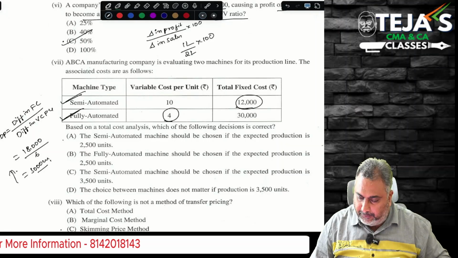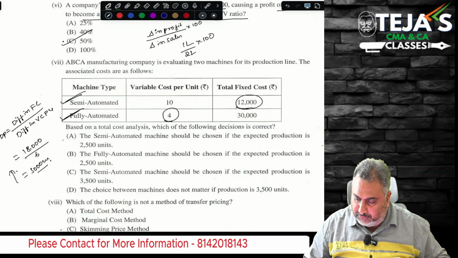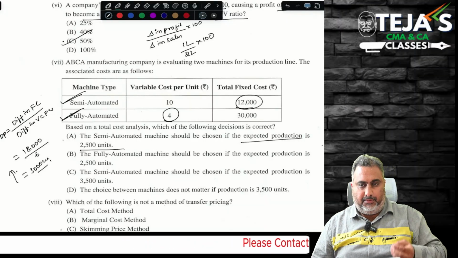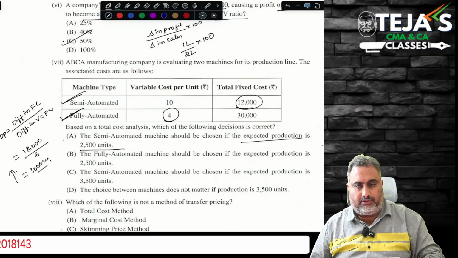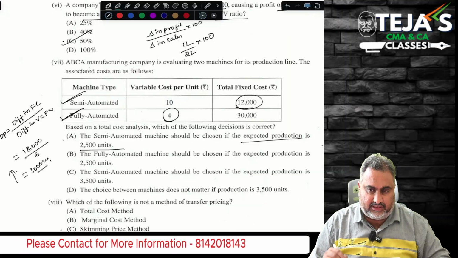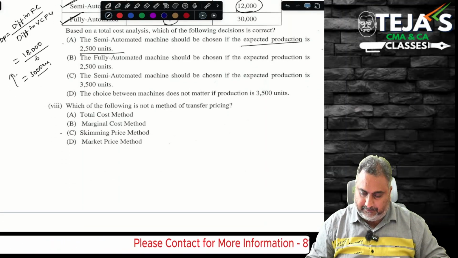Based on the scenario, the semi-automated machine should be chosen if the expected production is 2500. Definitely it is below the indifference point, so we choose the one having low fixed cost. That's the reason semi-automated is correct.